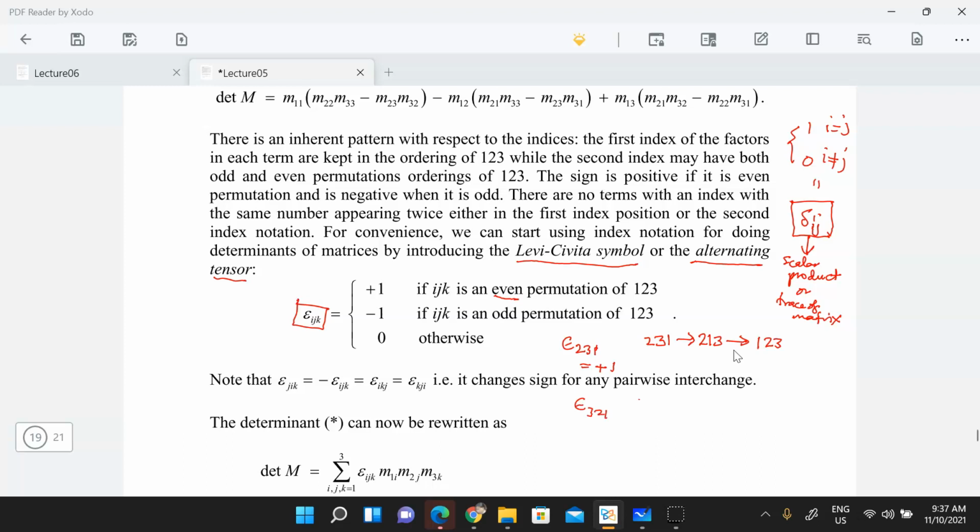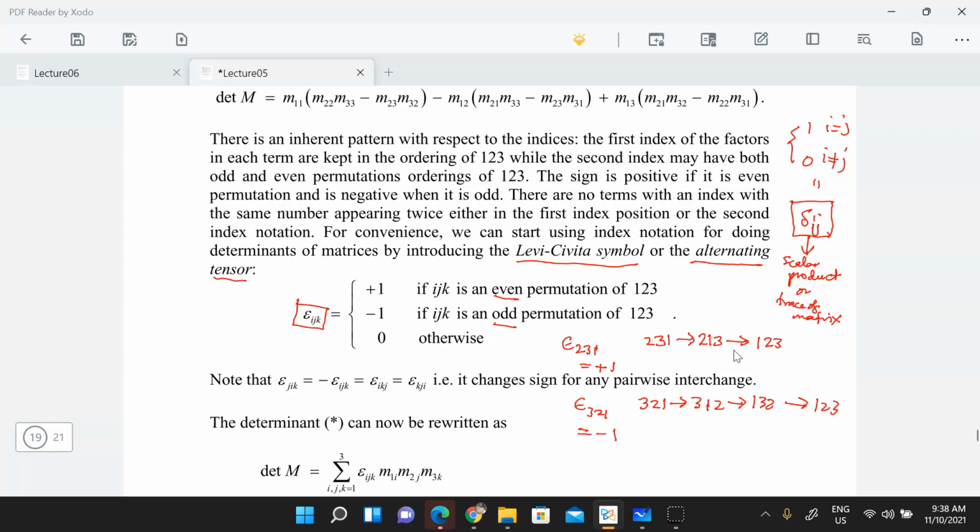Okay, so let's swap the numbers around. So let's do 312 and then 132 and then 123, right? So how many swaps are there? 3. And 3 is an odd number. Okay, so now the epsilon 321 is minus 1.